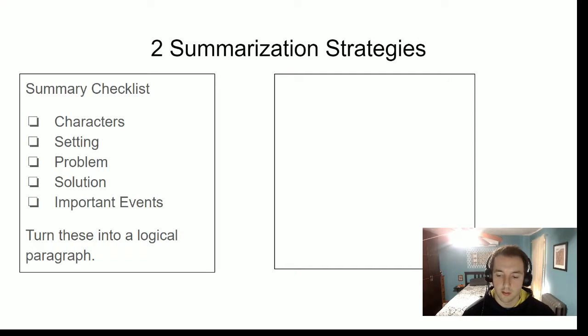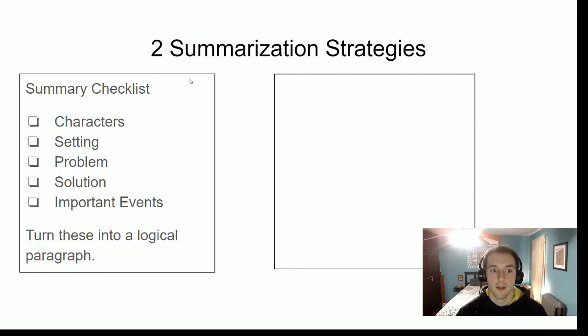As good readers and writers, we want to do our best to make sure that our writing sounds smooth. And so after you've found these things, as you're reading in the text to help you, then turning them into a logical paragraph that makes sense, as if you were retelling the story, would make it a much better summary, rather than just a list of these important things.